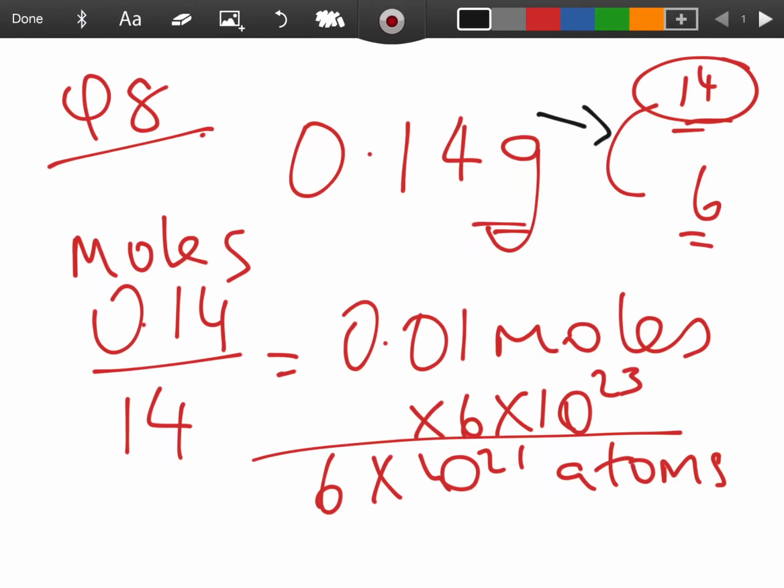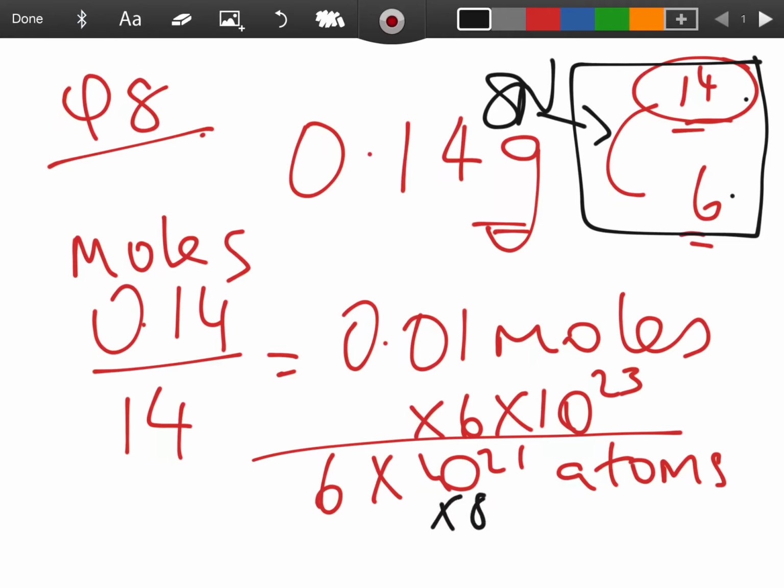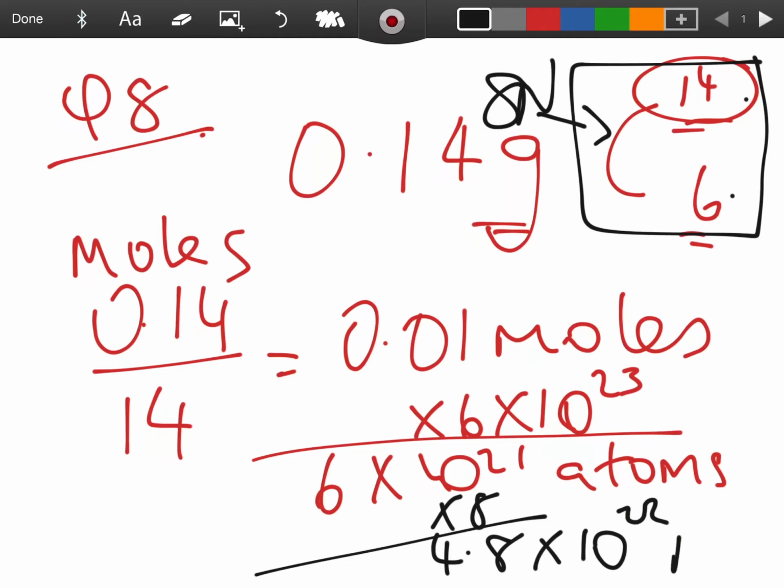Now how many neutrons in one atom? Look at one atom here. How do we calculate the neutron number? 6 from 14, 8 neutrons per atom. So multiply by 8 to get the total number of neutrons. And when you do that, then you're getting your answer for neutrons.